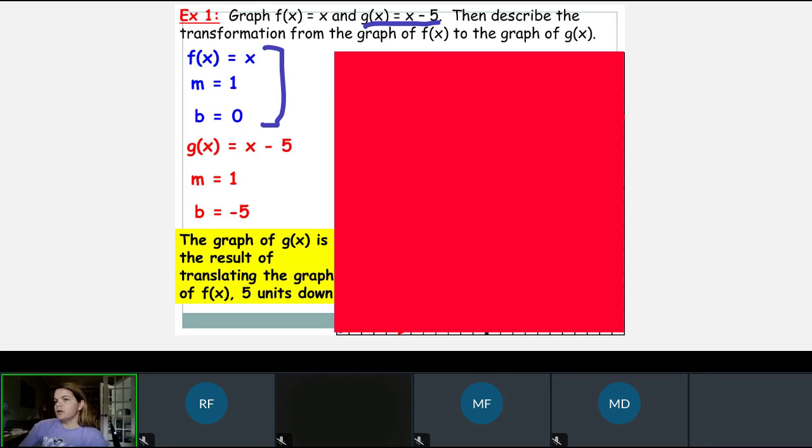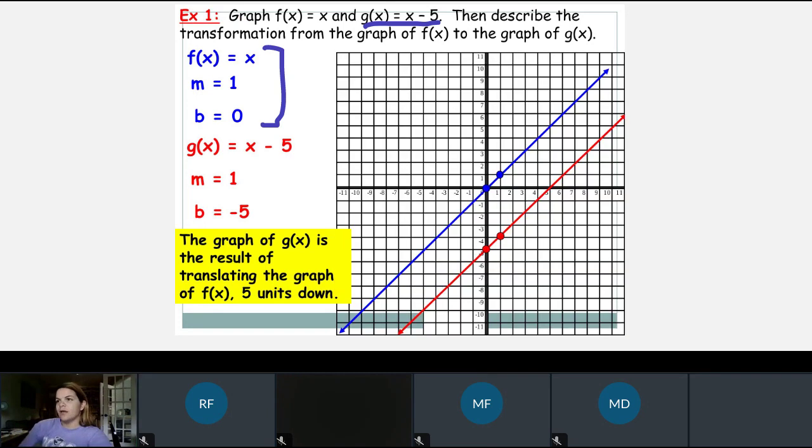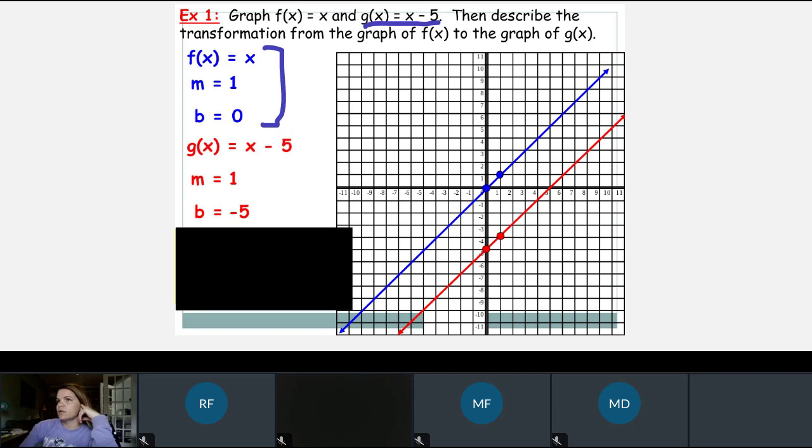For the new function, our slope is still 1, but the y-intercept is negative 5. So if we were to graph the parent function, that would be in blue. We start by plotting a point at the origin, or the y-intercept of 0. Then we use our slope, up 1 over 1, up 1 over 1, up 1 over 1.